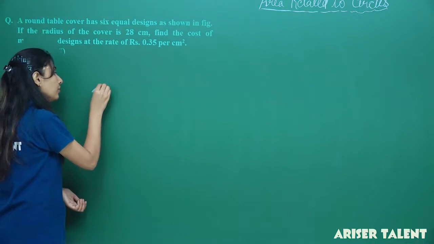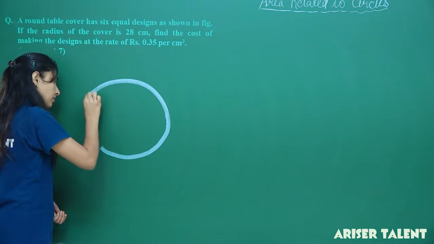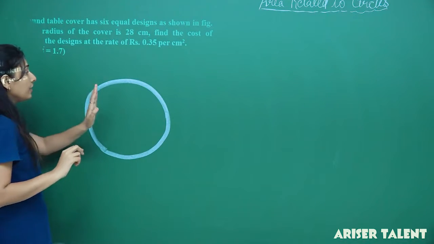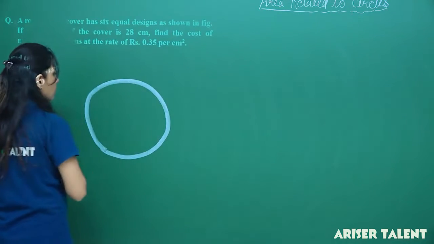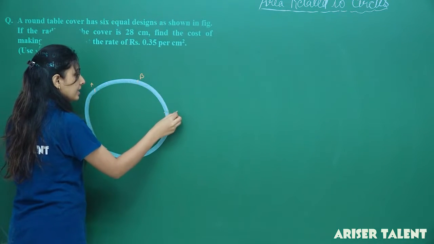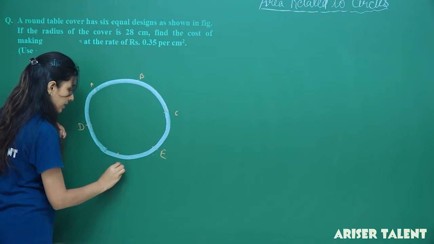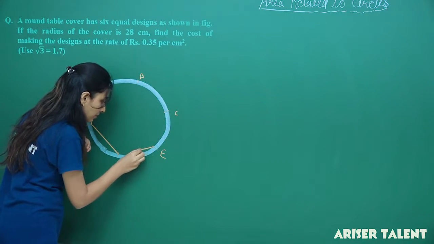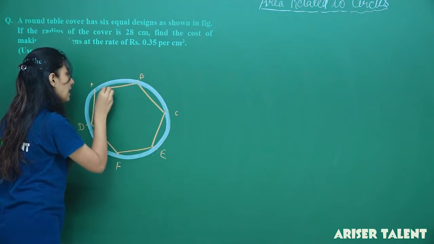So, okay students, what are you having? You are having a beautiful round table in your house. Now what are you having? You are having a new brand cover from market and it's having 6 equal designs. So let's have this A point here, B here, C here, and D here, E here and F here. So if I join all these points to each other, okay students, I have joined this.